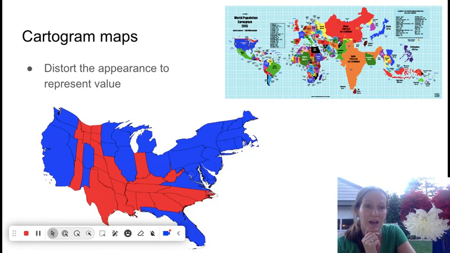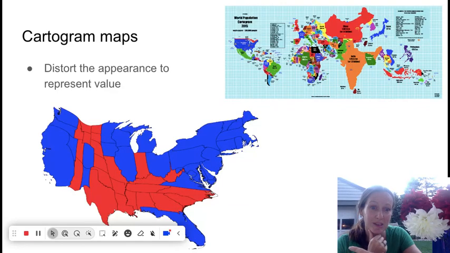And last, we have cartogram maps. People think cartoon, but cartogram comes from cartography, the study of maps. People think cartoon because it's often distorted, the way cartoons and caricatures will distort people's features. So here they distort the map to represent different things. You see these a lot during election season, which we're in right now. So I'm going to try to find an electoral college map for the 2024 election.